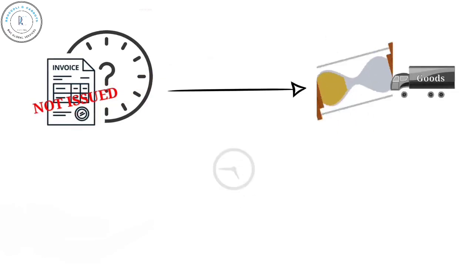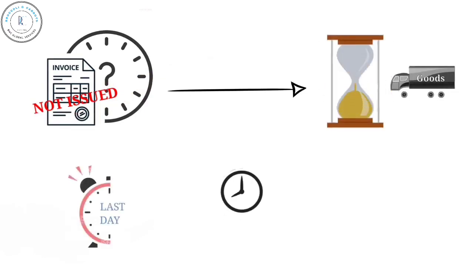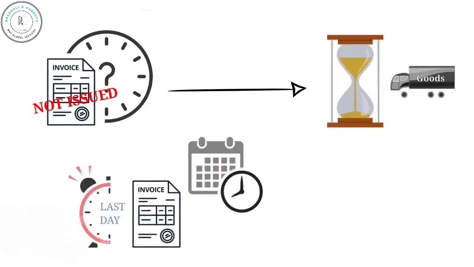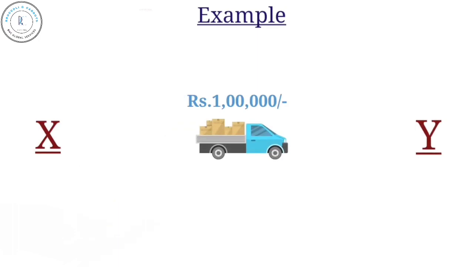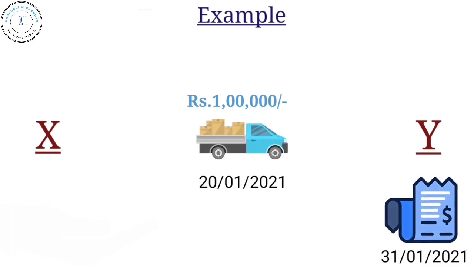When invoice is not issued, time of supply is the earliest of the last day by which invoice should have been issued and date of receipt of payment. Example: X sold goods to Y for 100,000 rupees. Goods are supplied on January 20, 2021. Payment is received on January 31, 2021. Time of supply is January 20, 2021. So, that is all for this topic.